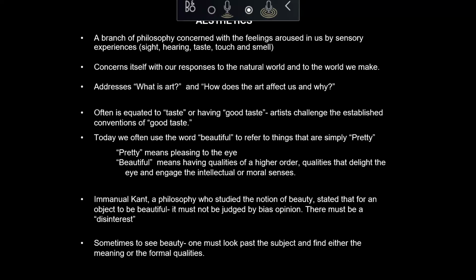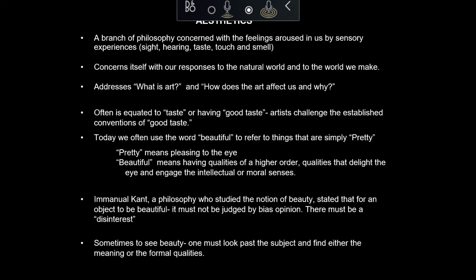But today, we oftentimes use the word beautiful to refer to things that really are simply pretty. And so, pretty means pleasing to the eye, yet beautiful means having qualities of a higher order. And usually, it is intellectual or stimulates a moral sense. So imagine dating a young lady and you were saying, "Hey, you're so pretty." Is she going to like that? Hmm. She's going to want to hear, "Oh, I'm beautiful." And the reason why is because we do hold it to a higher standard.